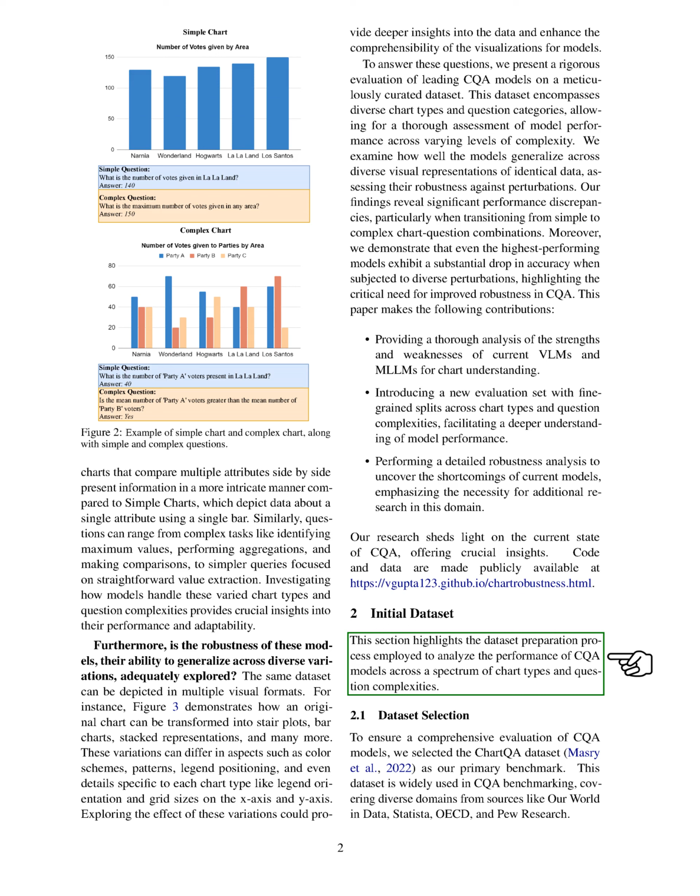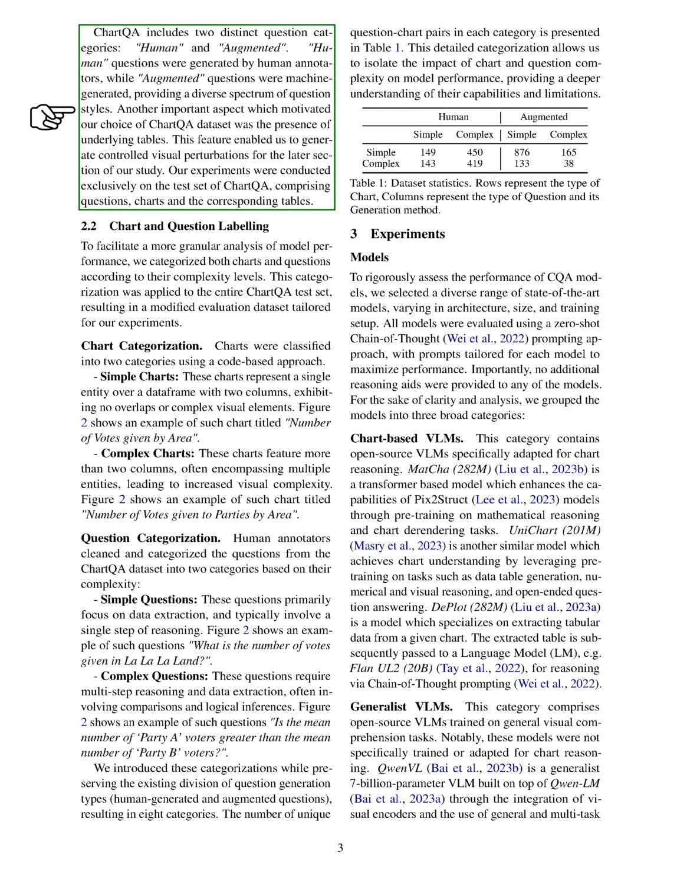Moving on to the dataset preparation process, we selected the Chart QA dataset for our evaluation to analyze CQA model performance across various chart types and question complexities. The dataset covers diverse domains and includes questions generated by both humans and machines, offering a wide range of question styles. The presence of underlying tables in the dataset allowed us to create controlled visual perturbations for our study. Our experiments were carried out on the test set of Chart QA, comprising questions, charts, and corresponding tables.